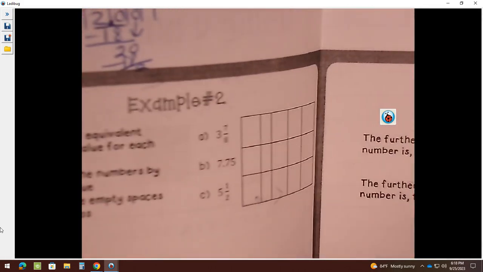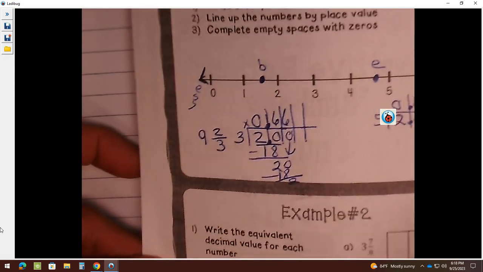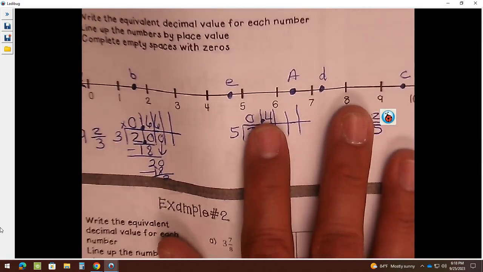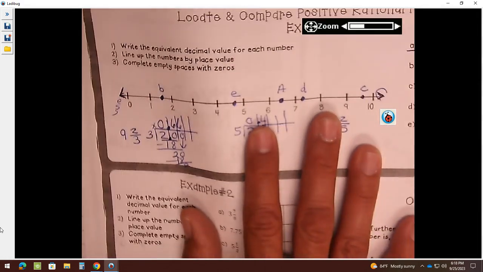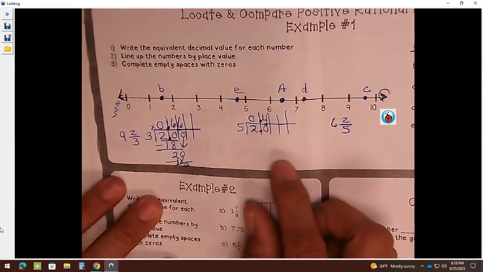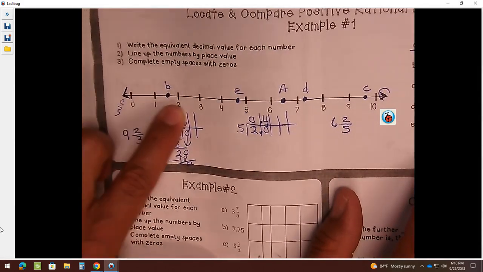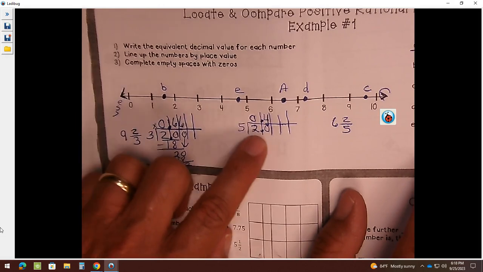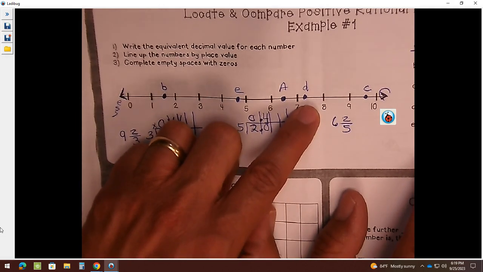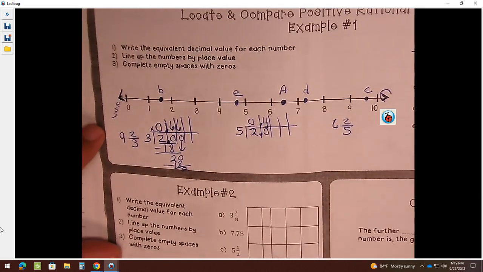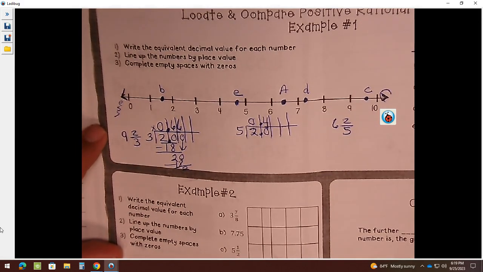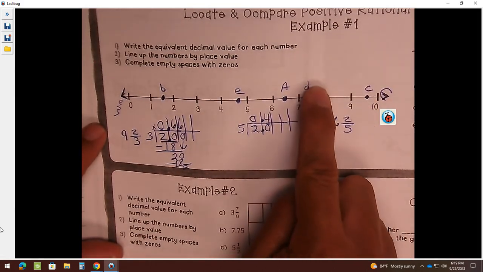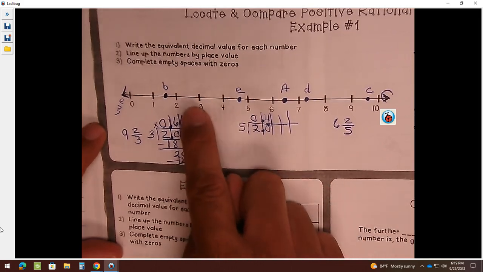If you notice, I label them point B, point E, point A, point D. And the reason I did that is in case they would ask me to go from least to greatest. Well, I know that if I want to go least to greatest, that means point B would be first, point E would be second, point A would be third, point D would be fourth, point C would be fifth. Now, if I wanted you to put them from greatest to least, then we're going the other way. C would be first, D would be next, A, E, and B. It just depends how you want it.